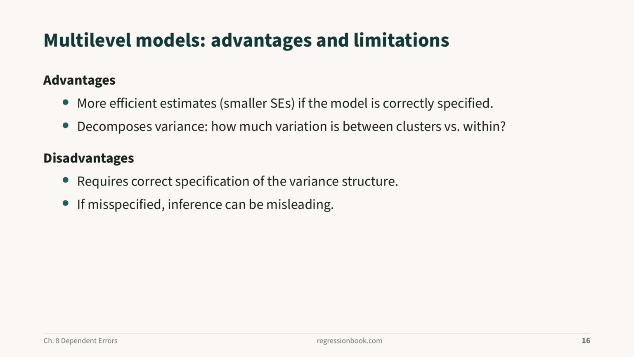The trade is stated crisply. If the variance structure is correctly specified, multi-level estimates are more efficient, with smaller standard errors, and the model decomposes variance into between-cluster and within-cluster parts, often interesting in itself. The price? It requires that specification to be right, and if it is wrong, the inference can mislead.